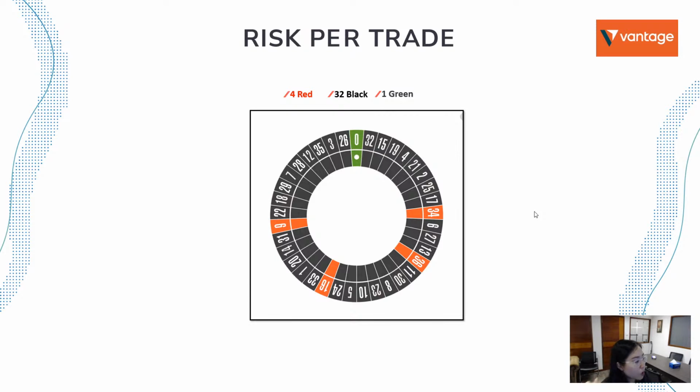You're betting that the ball lands on one of the blacks. How much would you bet now? Can you guys let me know in the chat box? I want to know what your risk appetite is.